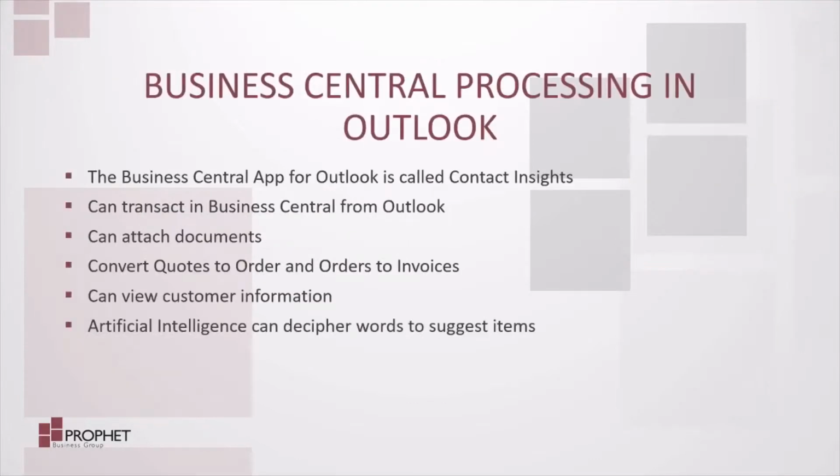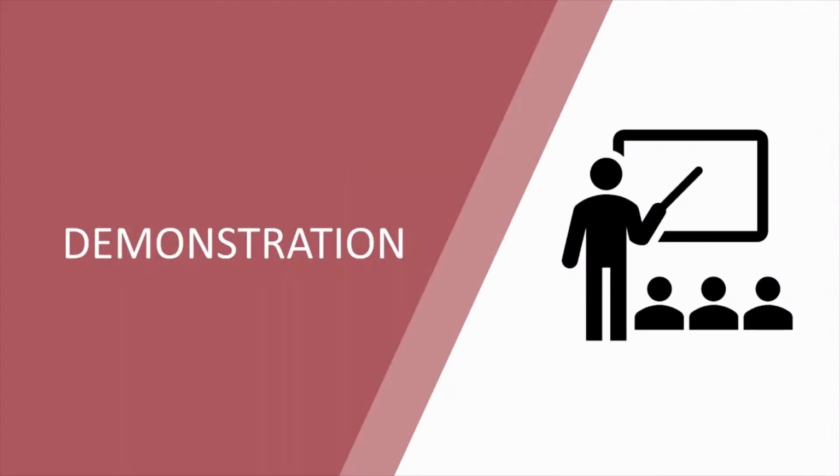The Business Central app for Outlook is called Contact Insights. Contact Profit Business Group to help you set this up. With this app, we can transact in Business Central from Outlook. We can even attach the same documents that we would if we were transacting within Business Central. We can convert quotes to orders or orders to invoices using the Contact Insights app, and we can even view customer information. There's even an artificial intelligence component built into the app. Let's jump into a demonstration to take a look.